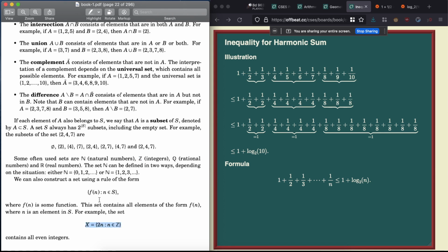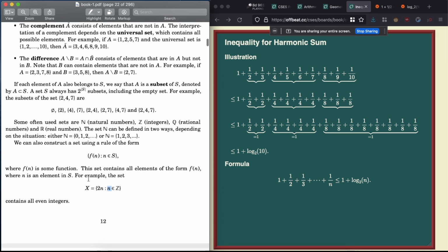So this is called the set builder notation. Here we are saying that we're forming a set capital X where each element is 2n, where n belongs to Z. So this becomes a set of all even integers. For each n, we are taking 2n as an element. So if n is 0, then we get an element 0. If n is 1, we get an element 2. If n is 2, we get an element 4. If n is minus 1, we get an element minus 2, and so on. So that's called the set builder notation.